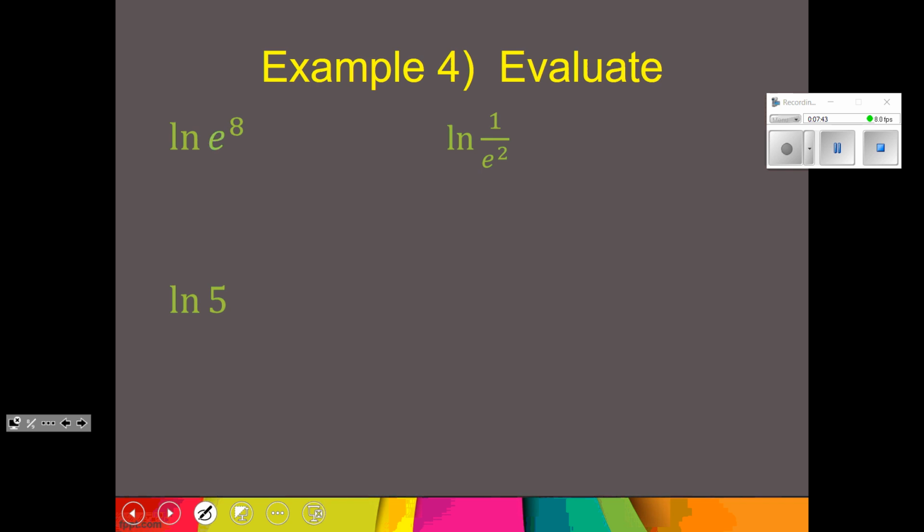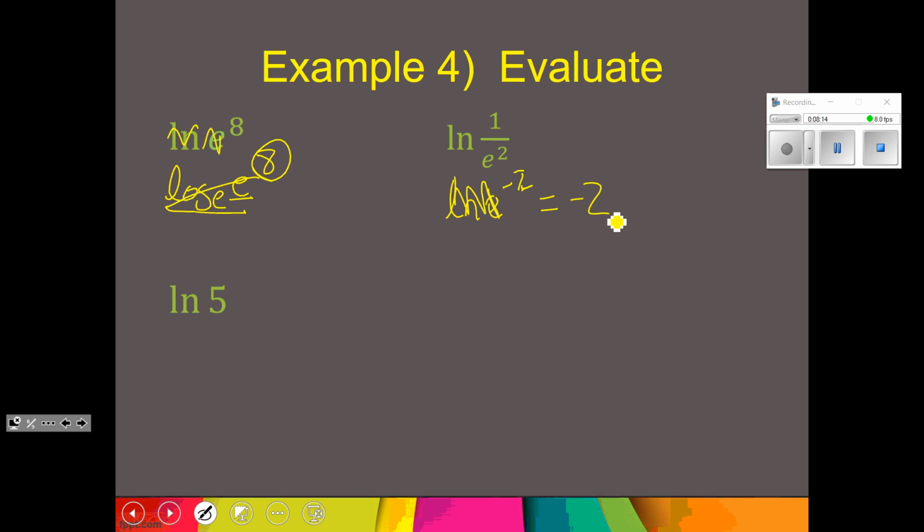Okay, so the ln of e to the 8th. If you don't understand, ln and e will cancel each other out. But another way to write this is the log base e of e to the 8th. So the bases match, so they'll cancel. It gives you 8. Another example would be the ln of e to the negative 2. We know the ln and the e will cancel, and it just gives you negative 2.